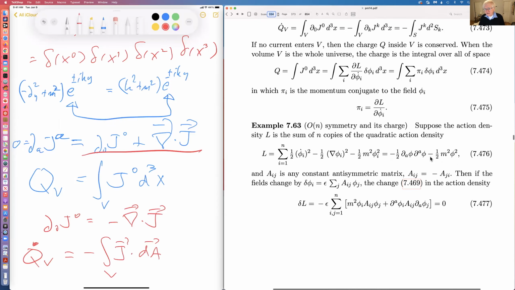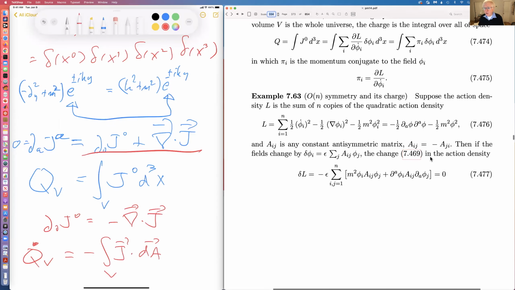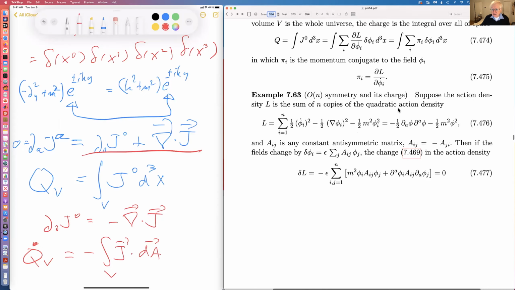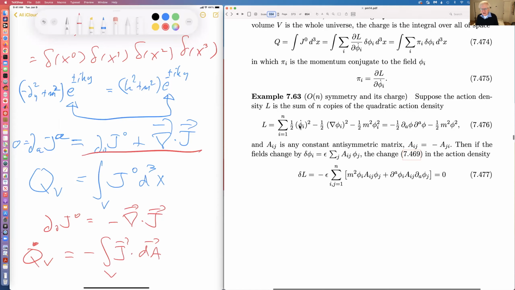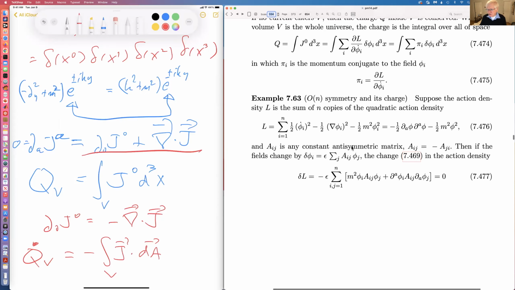And as an example, there is an O(N) symmetry. So suppose you have N different fields, all of them scalar fields, and they all have the same mass. So then there's a lot of symmetry here. This is just sort of an N-vector dotted into an N-vector.